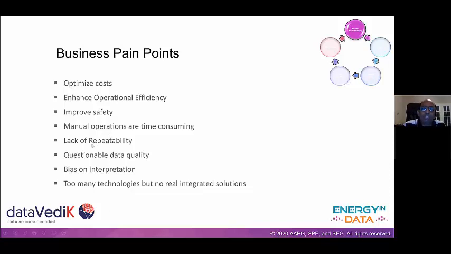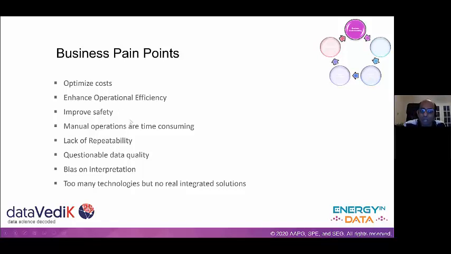Another business pain point is lack of repeatability, which means when we put together some of these solutions today, can I repeat that solution for a similar data set, or maybe a different data set, maybe in a different area, a different field, a different basin? If there is a lack of repeatability, essentially the solution is not good. Then you don't have the reliability to say, well, I can solve this problem consistently and in a repeatable manner.